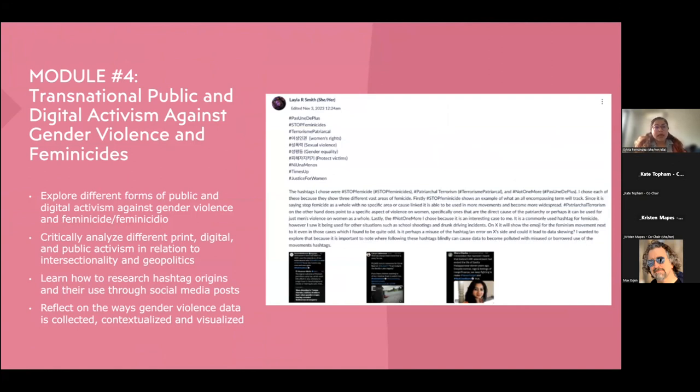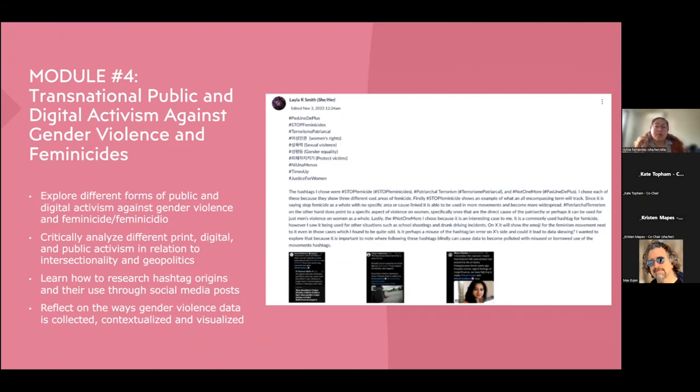to learn how to trace the different digital activism happening in social media of different feminist activists that are mobilizing through social media to push for public policy or to spread the word about the missing women, the feminicides that are happening, or the policies that should change, to mobilize in a local and a global manner. So students went through and started localizing different hashtags about gender violence and feminicides from around the world.